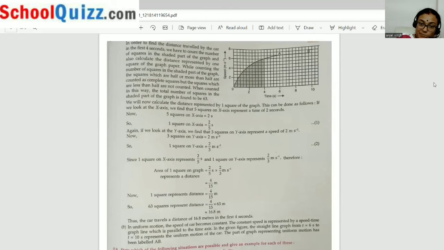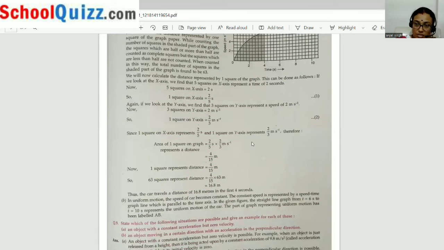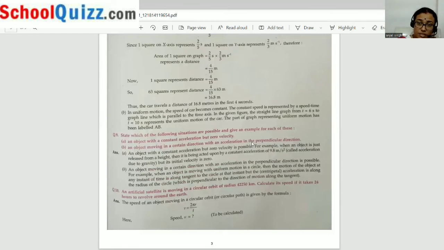Uniform motion means the speed of the car becomes constant. Here the graph is labeled from A to B, and the speed is constant. Here the speed is not changing with respect to time. Here you can see it is constantly changing, and here it is not changing. The speed is constant. I think this question is clear to you.